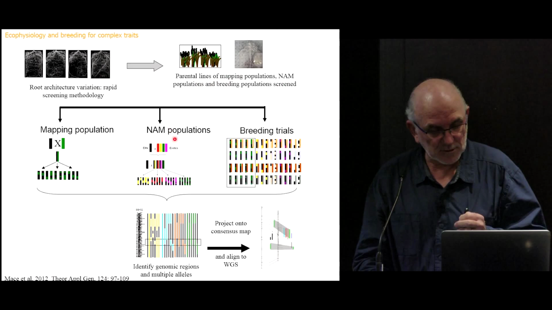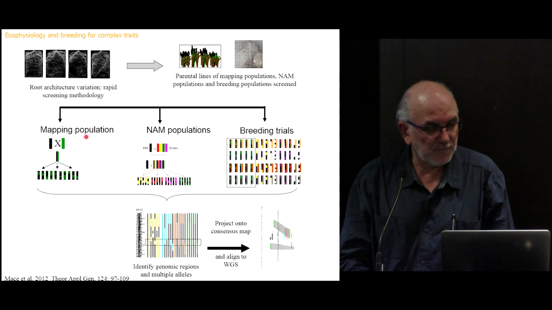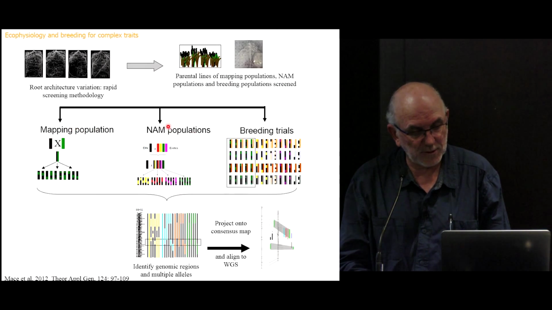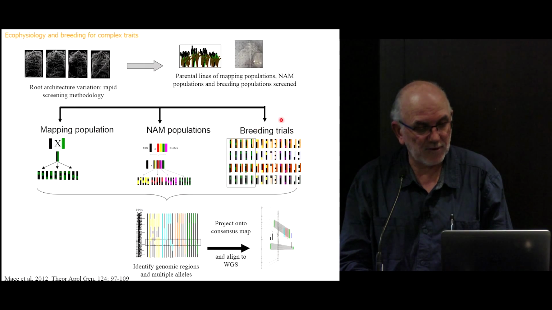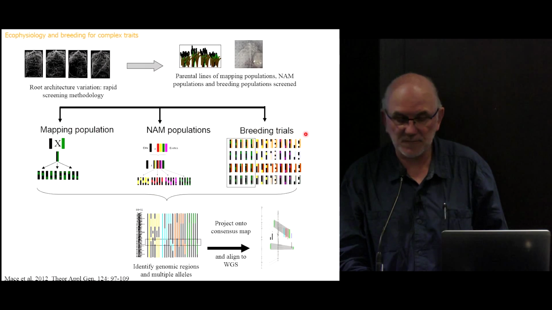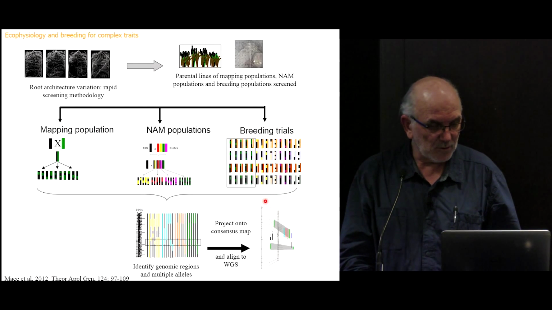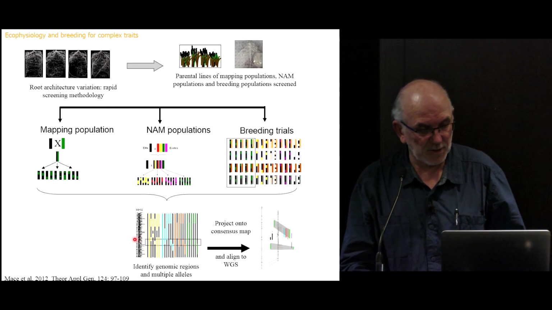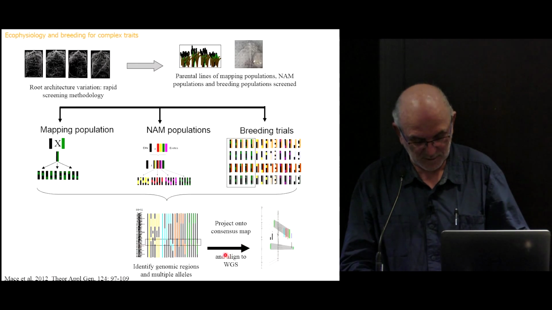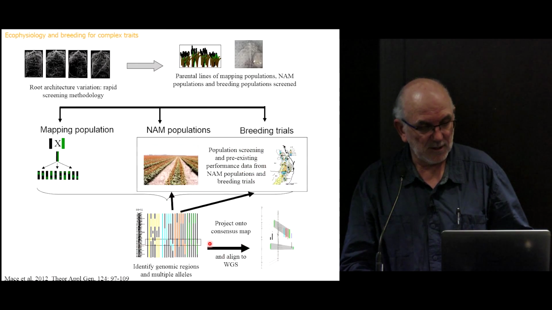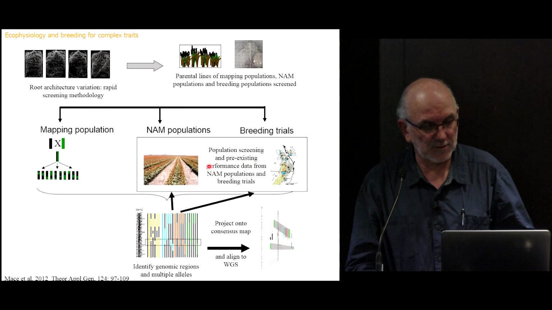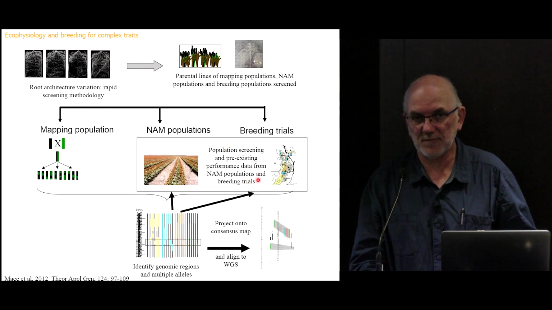And so David Jordan's got this really nice setup with various mapping populations, NAM populations, and a lot of these things, multi-environment trials with multiple years of yield data. So we can then identify regions, project them onto the consensus map, and then look back at how that relates to the performance data in the field.